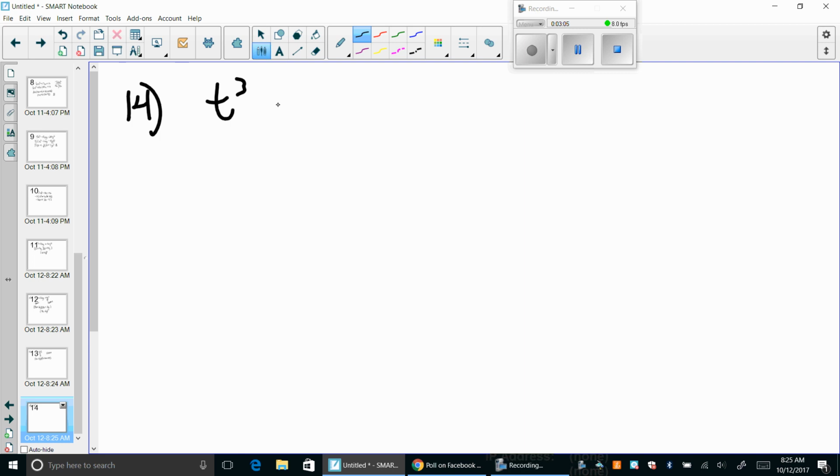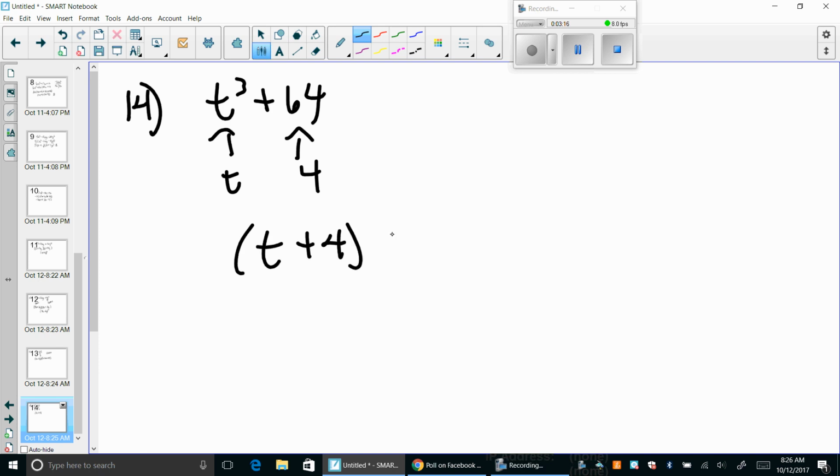And number 14 is a sum of cubes. It's t cubed plus 64. So this is t that's being cubed, and this would be 4 that's being cubed. So it's going to be t plus 4, same sign. And then I square the first one, t squared, and then it's going to be minus because it's opposite. And then it's the product of the two, so 4 times t. And it's going to be plus because it's always positive, and then I square the 4, and I get 16.